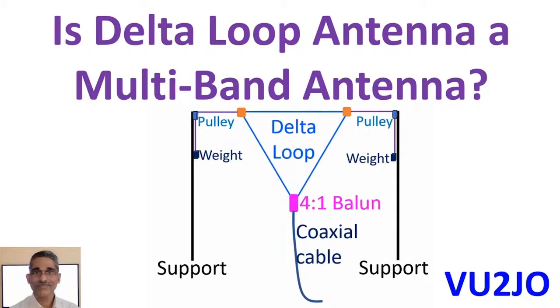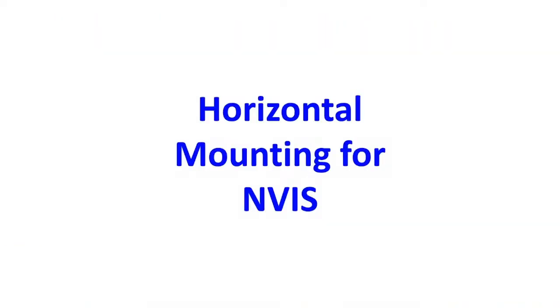My Google search immediately brought me to a 40 to 10 meter multi-band delta loop antenna. General information is that a delta loop antenna is a full wavelength antenna in the shape of the Greek letter delta. It will need a 4:1 balun at the feed point for impedance matching. If the delta loop is mounted vertically, the low takeoff angle of electromagnetic waves is good for working distant stations.